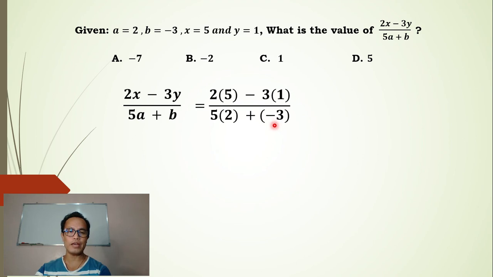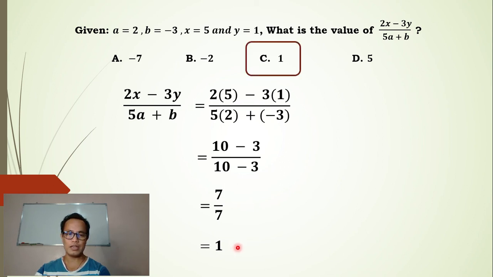Then we simplify. We have 2 times 5 is 10. Then negative 3 times 1 is negative 3. Then for the denominator, we have 5 times 2 again is 10. Then the positive times the negative, of course it is negative. So 10 minus 3 of course is 7 over 7. So that's why we have here 1. So the value of the rational algebraic expression given the values of the variables is equal to 1. So our correct answer is letter C.